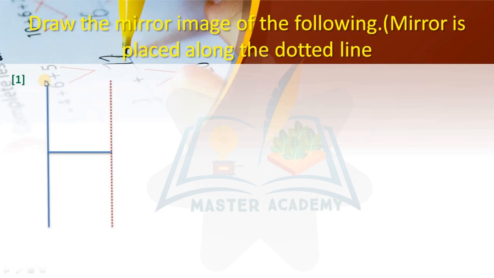Okay, you are given a figure here. You have to draw a mirror image. We have to complete this image on this side. So what do we have to do? First, we will draw one line here. You can see we will draw one line here and another line here. So it will make a complete figure.